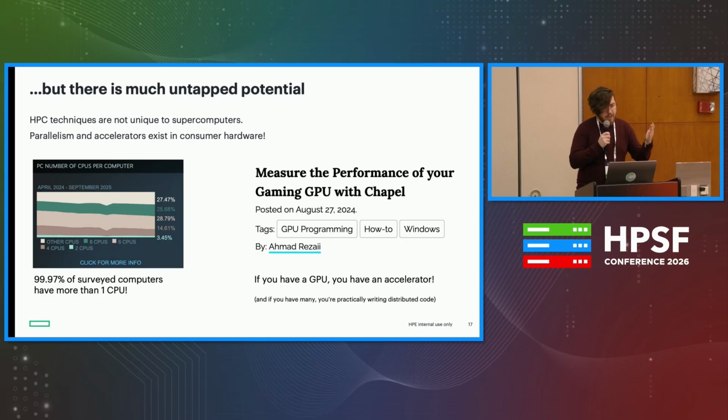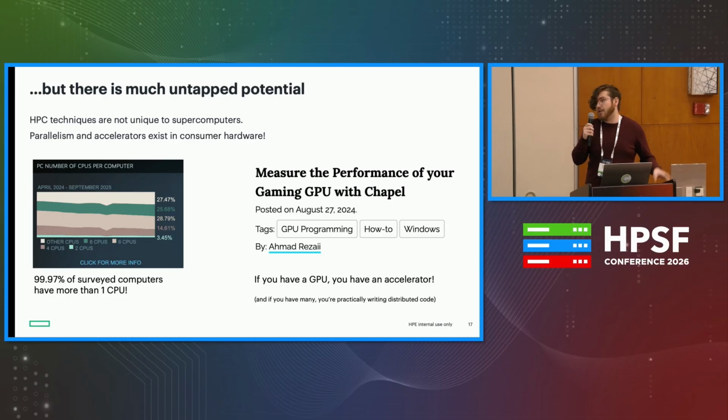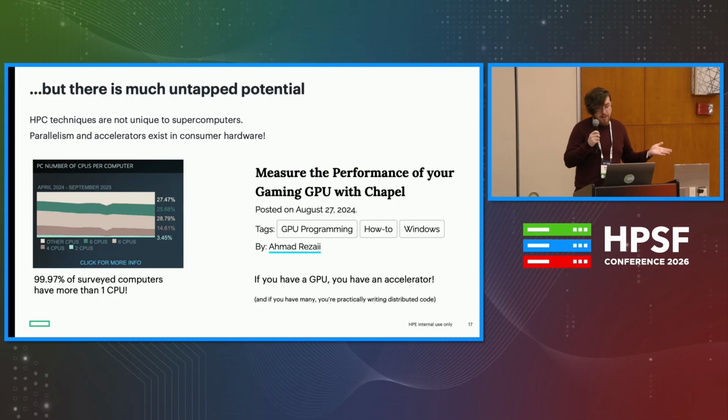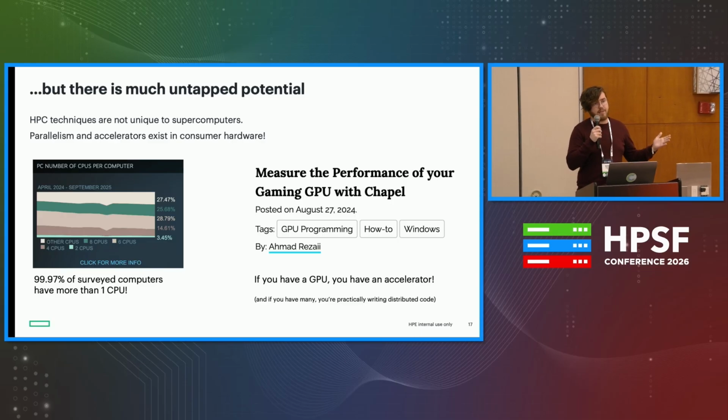On the left here, I have the Steam hardware survey, and virtually no computers have only a single core. Most of them have multiple. And of course, lots of computers have GPUs, which effectively means that they come bundled with an accelerator. And if you have multiple GPUs, which some even gaming computers have, then you have multiple accelerators, and you're pretty much doing distributed programming. And so these same techniques that the HPC community has can apply to other people and to hardware that's accessible to more people.